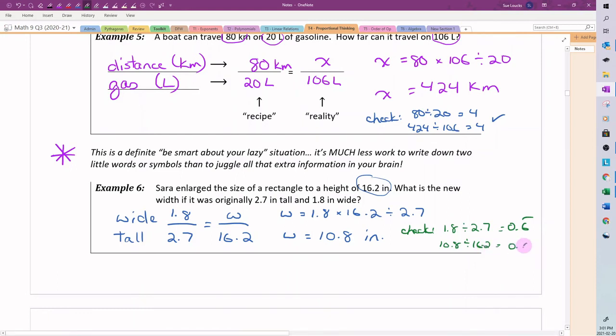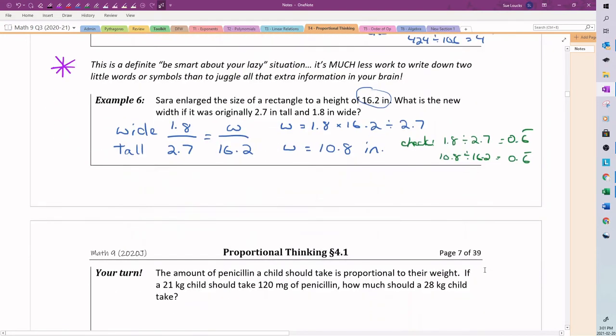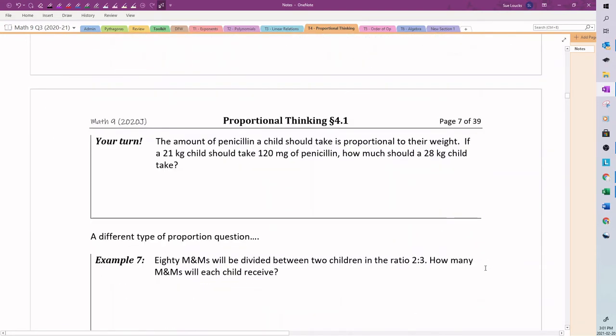0.6 repeating. Now sometimes these will not be exactly the same because you've rounded. If you have to round your answer, they won't be exactly the same, but they'll be very, very close, and that'll be a situation where you're making a judgment call on, is this answer right? All right. Okay, your turn. You go ahead and do this question, and then come back and check your answer.